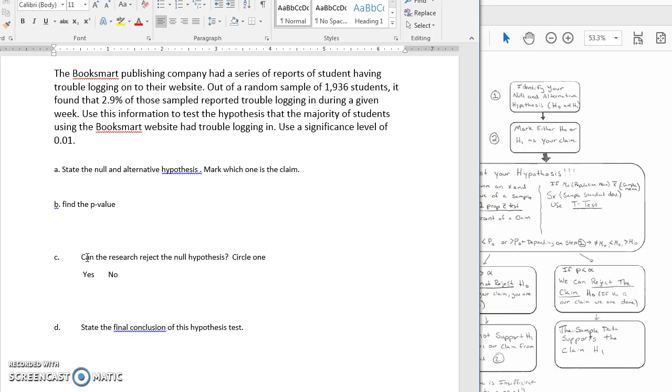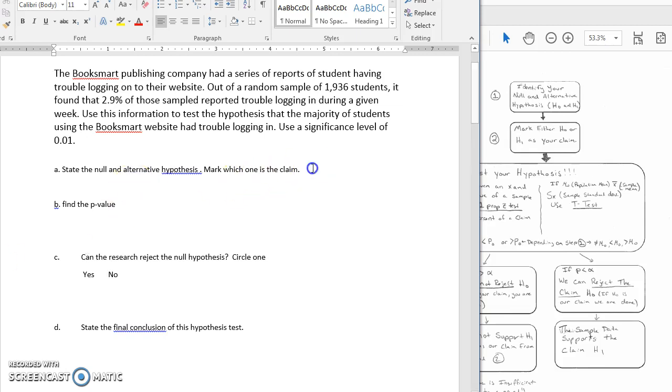The Booksmart Publishing Company has a series of reports of students having trouble logging into their website. Out of a random sample of 1,936 students, it found that 2.9% of those sampled reported trouble logging in during a given week. Use this information to test the hypothesis that the majority of students using the Booksmart website had trouble logging in. Use the significance level of 0.01.